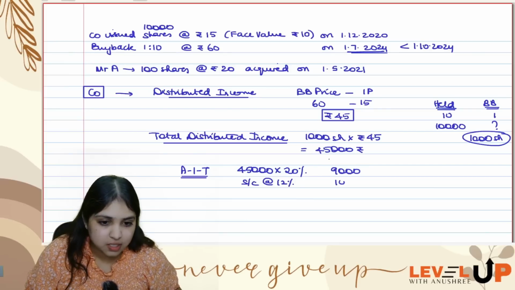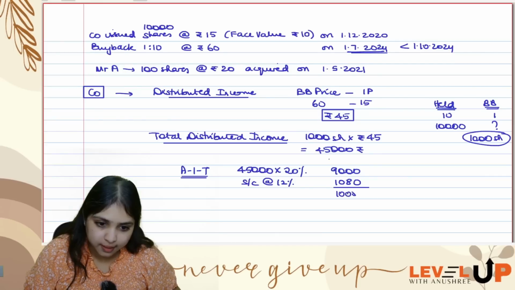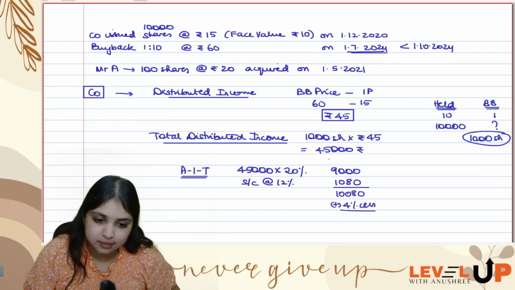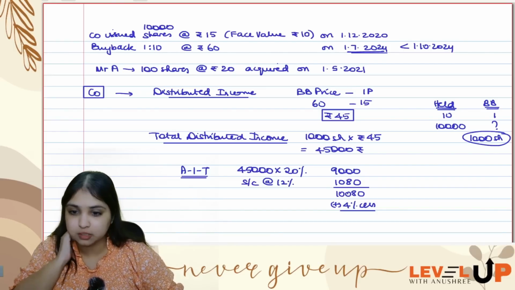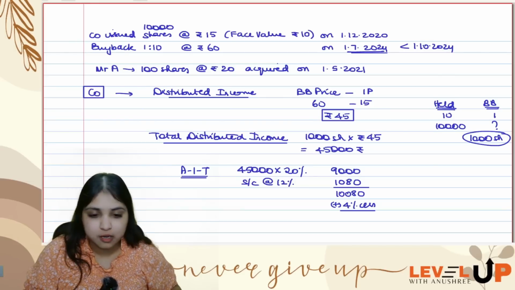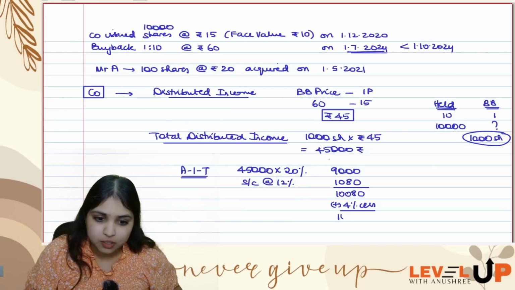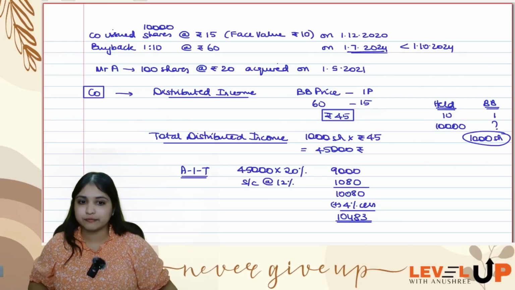It will be 1080. So total is 10,080. On this, the company will have to pay 4% cess. So 10,080 plus 4% cess, so into 1.04 would be 10,483. So this is how much the company will have to pay as additional income tax, of course after rounding off.